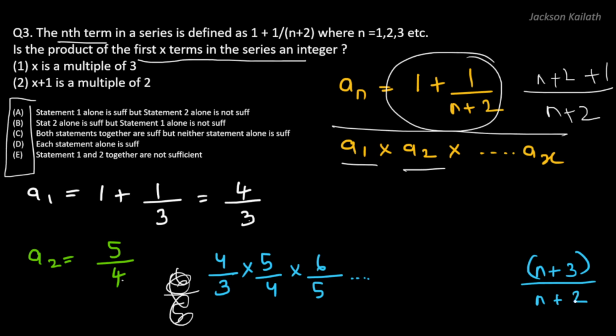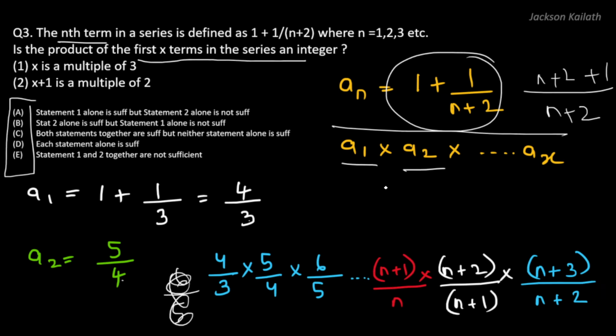So that would be the last term or the nth term, and based on this pattern, the previous term, the numerator would be 1 less than what we have over here, and the denominator would be 1 less than what we have over here. So that would be n plus 2 divided by n plus 1. And then the previous term to this would be n plus 1 divided by n. So this would be the product.